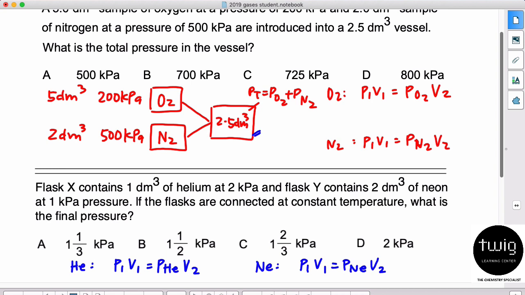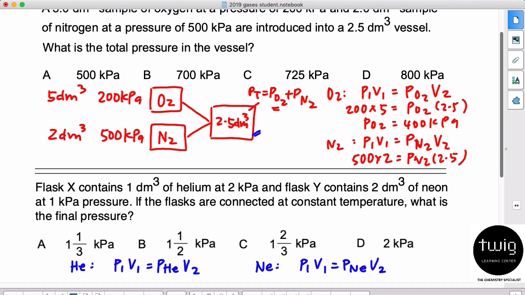So we're just going to use the formula P1V1 equals P2V2 for oxygen and nitrogen separately. I'm just going to put in the values very quickly. 200 times 5, this is the final pressure of oxygen. The volume is 2.5. So I think the pressure of oxygen is 400 kilopascal. For nitrogen, the pressure is 500, the volume is 2, and the volume I want is 2.5. So the pressure due to nitrogen, if you bring across, you also get 400. So 400 plus 400 gives you 800. Very good, I think most of you got D.